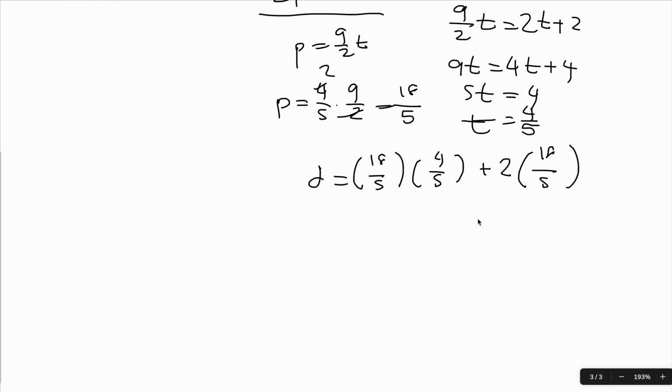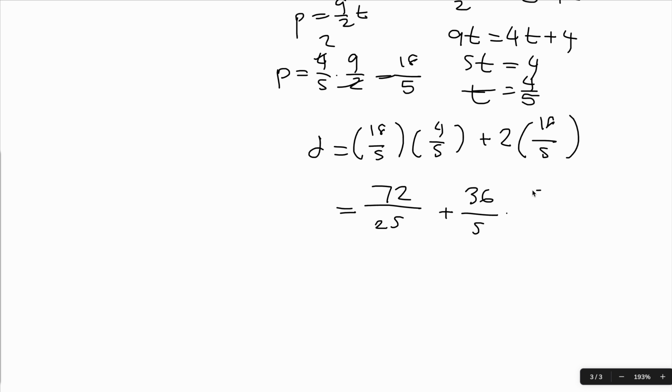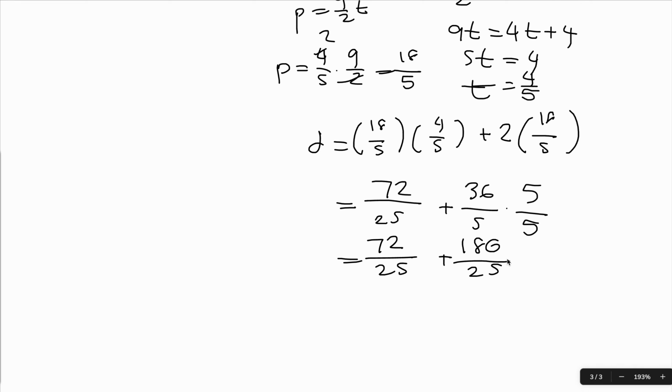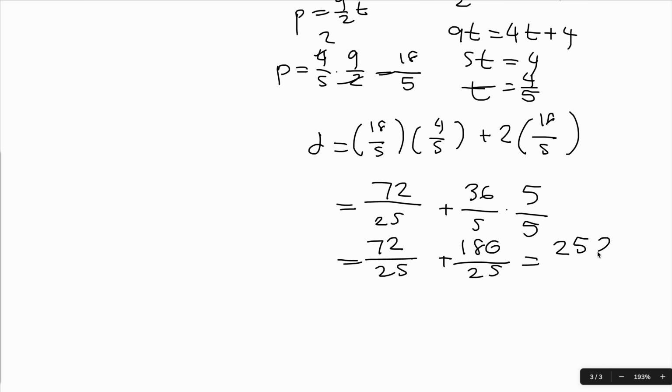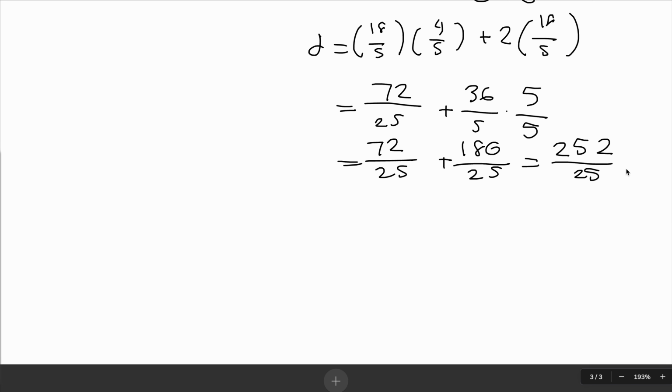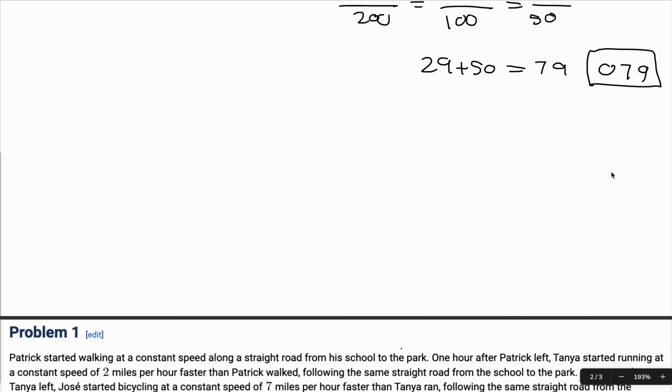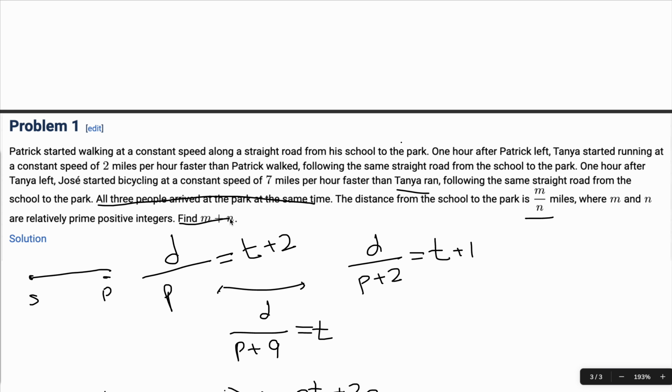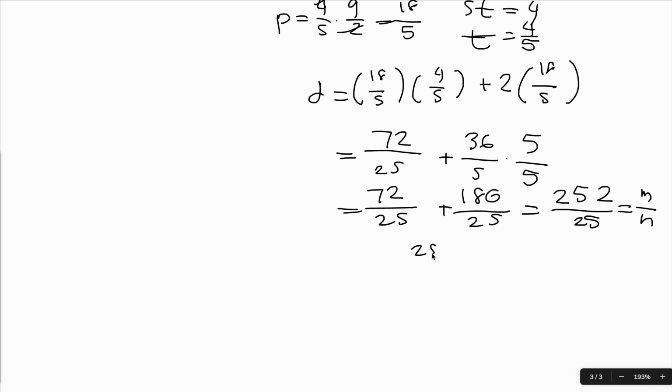Simplifying this, we get 18 times 4, that is 72, plus 36 over 5. We want a common denominator, so I'm just going to multiply by 5. We get 72 over 25 plus 180 over 25, equals 252 over 25. And this is the m over n that we want. So we have that d is m over n. I think it asks for m plus n. Yeah, m plus n. So 252 plus 25 is 277, and that's our answer.